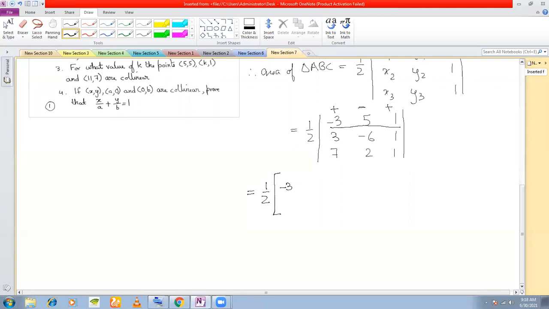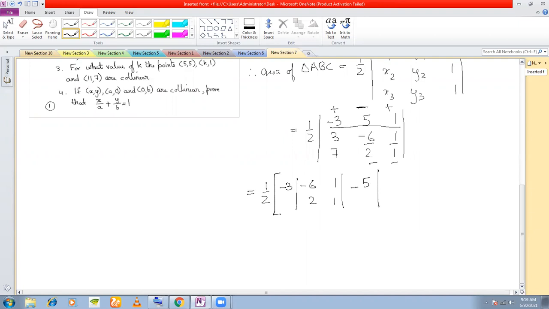Into the minor of this. What is the minor of this? You delete the first row, first column, you get these 4 elements as your minor. So minus 6, 1, 2, 1. Right? So this is your minor. Next, take the next element and you have a minus sign. This is a minus position. Put minus 5 into the minor of this.